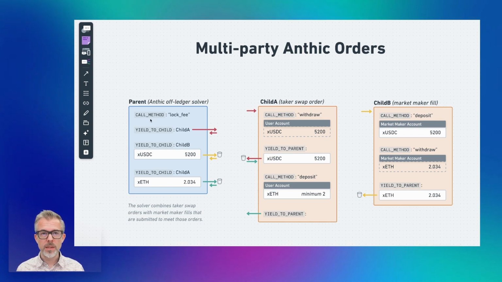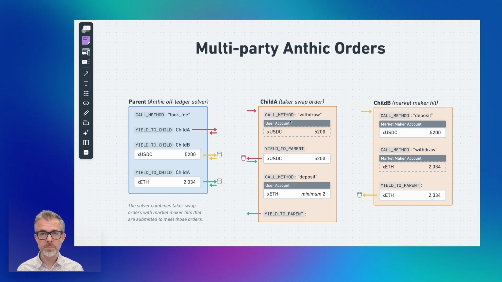So the parent, which is again the dApp, the Anthic system, basically is going to lock the fee from its own account, let's say. And then right after that, it's going to do this thing called yield to child. And basically what that means is I'm passing the baton over to this sub-transaction. And now it can start executing. And so it would identify it saying child A can now start. So now I jump over to this sub-transaction.